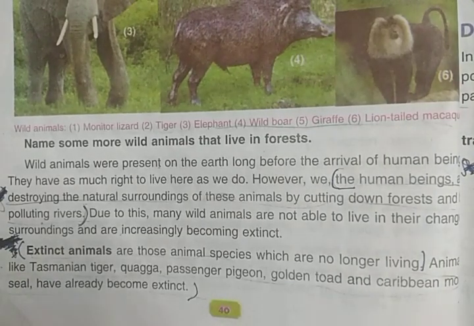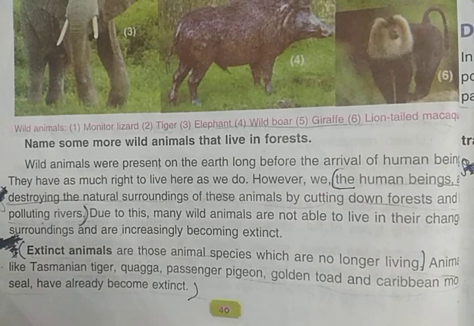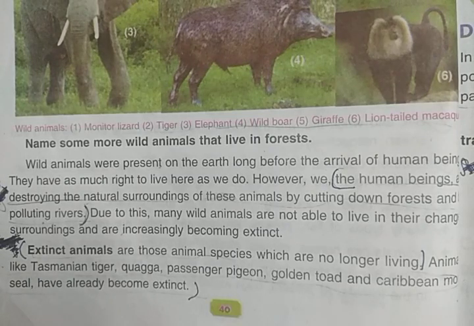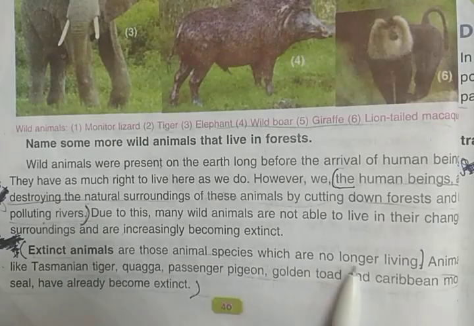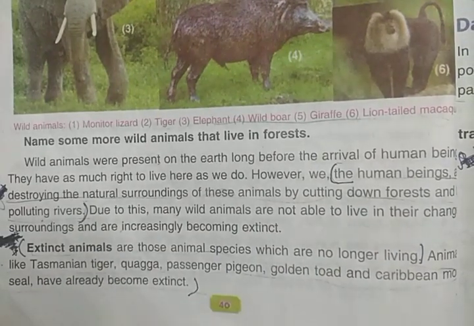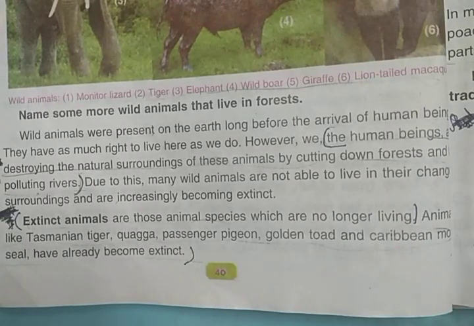So the changed environment and surroundings are not suitable for them to live. So that's why many animals are not able to adjust themselves to the changed surroundings. So they start dying and they become extinct. Now what is the meaning of extinct? Extinct animals are those animal species which are no longer living. That means there are many animals which are no longer present on this earth, not even a single one.